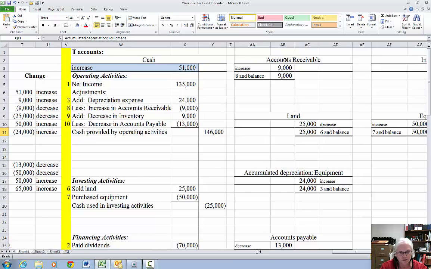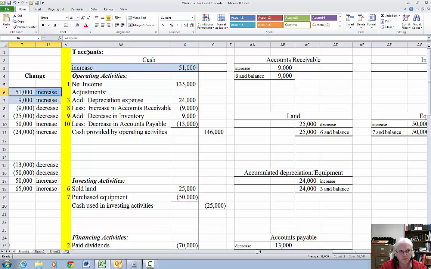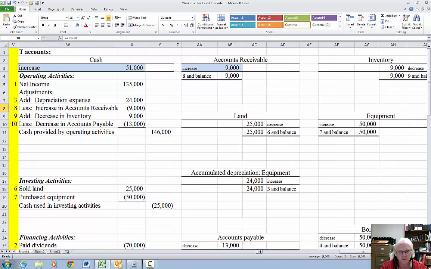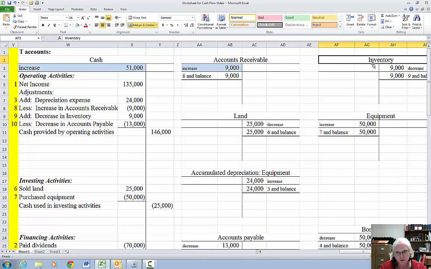Accounts receivable is the second current asset. Notice that we have a $9,000 increase for accounts receivable, so we're going to make that blue. I'll go ahead and make the cash blue. Because accounts receivable increased, that would also be a debit. Inventory is next, and that's a $9,000 decrease, which will be a credit. And I need to show that I took care of that one.